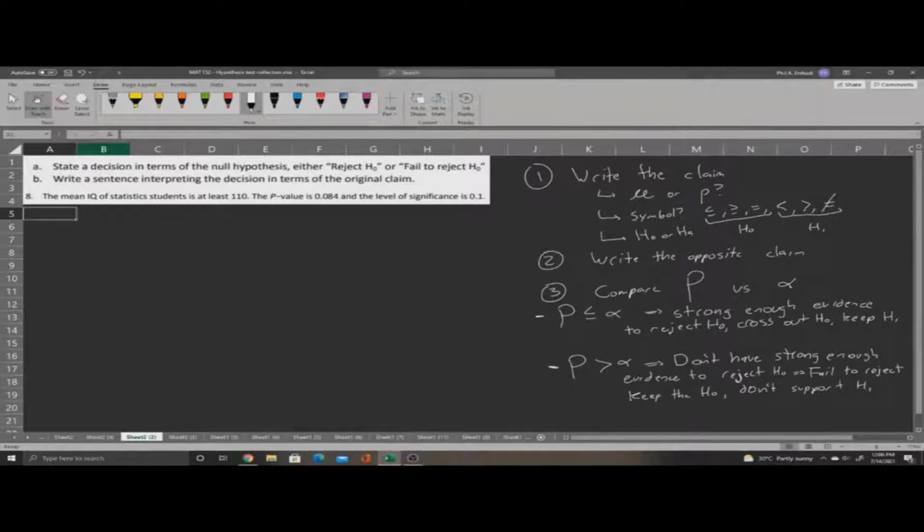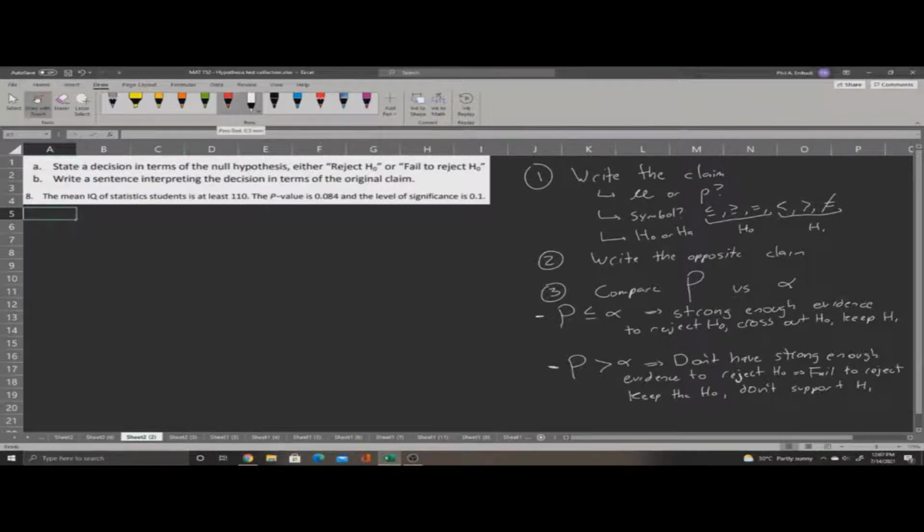Let's do some more practice with writing hypothesis pairs, writing the claim, writing the opposite of the claim, and then deciding whether to reject the null hypothesis or fail to reject. In this question, it says that the mean IQ of statistics students is at least 110. The big P-value is 0.084, and the level of significance is 0.1.